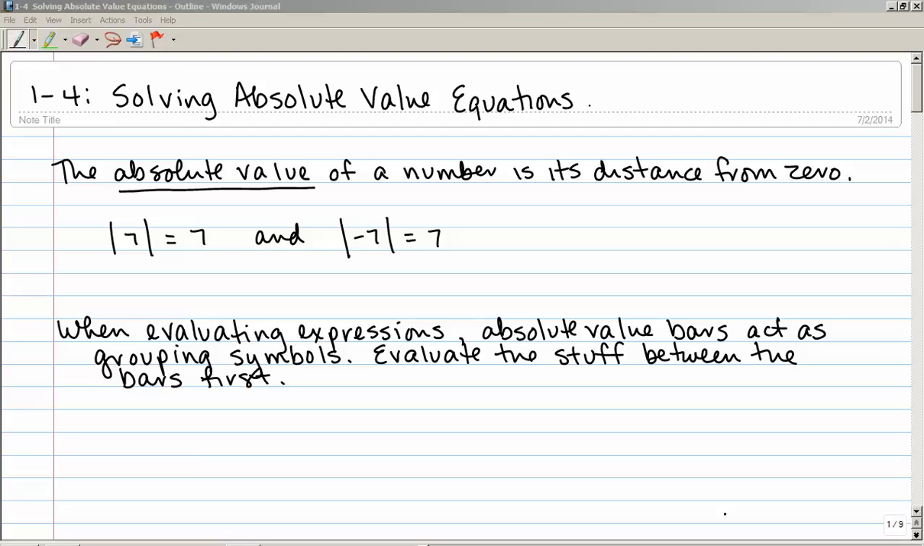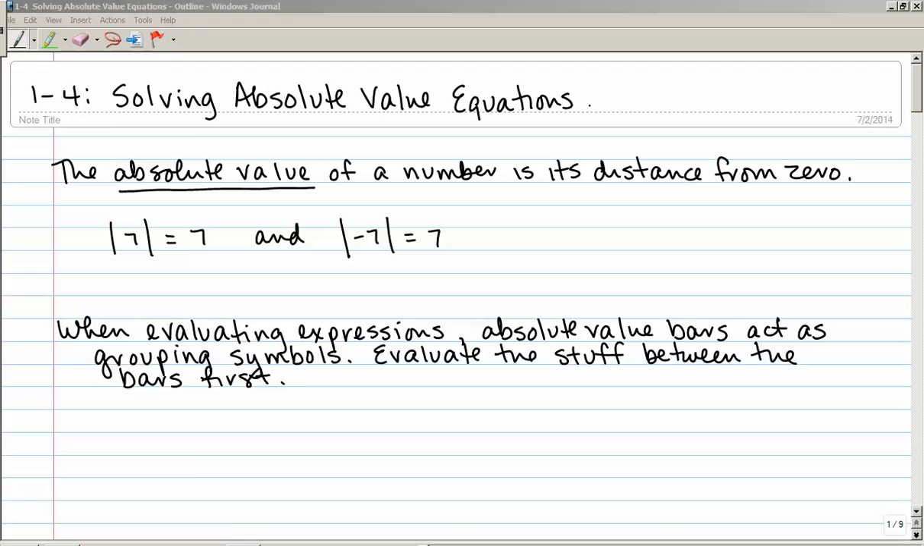Section 1-4 is entitled Solving Absolute Value Equations. Recall that the absolute value of a number is its distance from 0 on the number line. So for example, the absolute value of 7 equals 7 means that the number 7 is 7 units from 0 on the number line. And the absolute value of -7 is also a positive 7 because -7 is 7 units away from 0 on the number line.